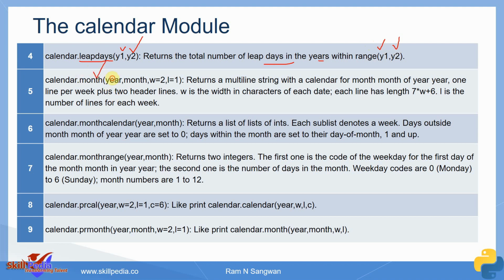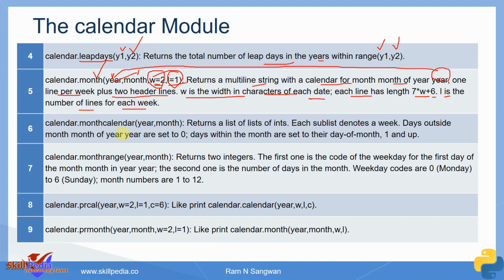calendar.month(year, month, w=2, l=1), that is w=2, l=1. It returns a multi-line string with a calendar for the month of the year you specify. One line per week, l equal to 1, plus 2 header lines, w equal to 2. w is the width in characters for each date. Each line has a length of 7*w+6. l is the number of lines for each week.